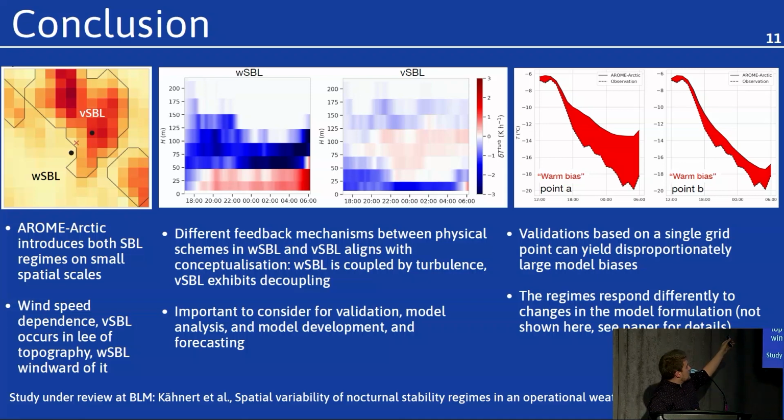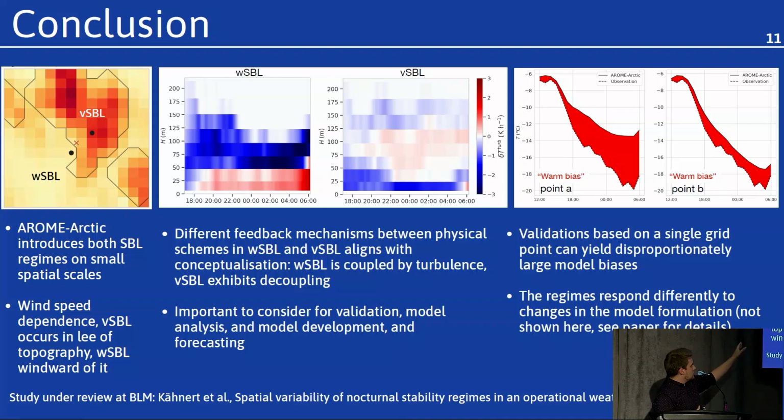When it comes to the representation of these two regimes, AROME-Arctic also does a relatively good job when we think back about this concept of the different feedbacks. As we see, a nicely well-coupled boundary layer in the weakly stable case, and we see a reduction of turbulence and a decoupling in this sense of the lowermost model level in the very stable case.